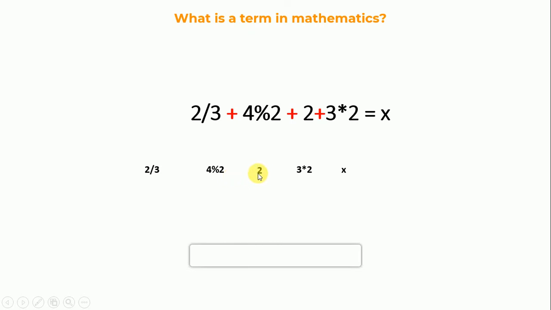And so the next term is 2. 2 doesn't have any operator with it. Standing alone, and so we don't need to break it down any further. It's just 2. And then we get to the next term. The next term has 3 times 2. 3 times 2, what's the value? 3 times 2 is 6. So we break this thing down, and by breaking it down, we get 6. The equal sign is there, and then the x is there. I want you to get this concept. Let's take a look at the table in the next slide.